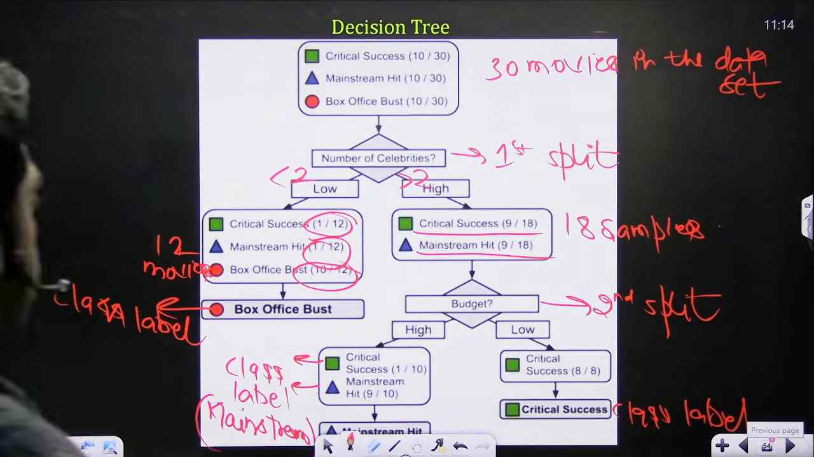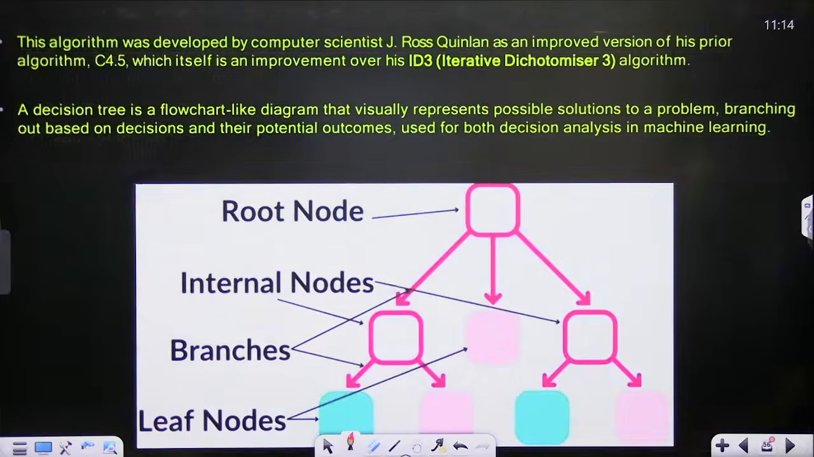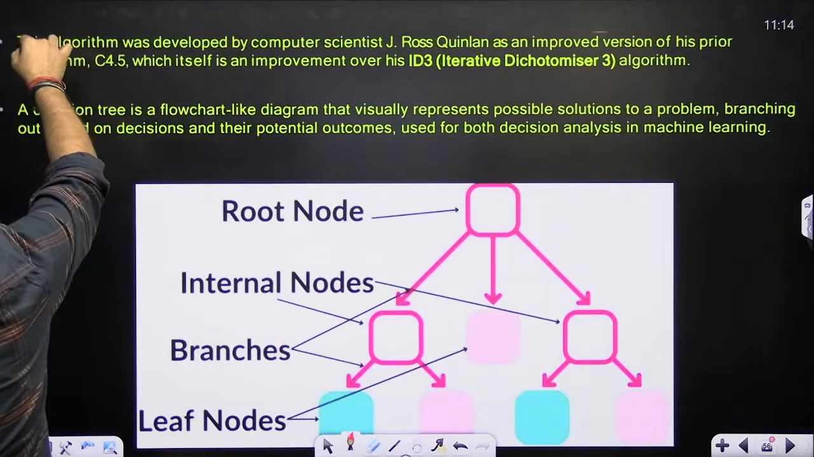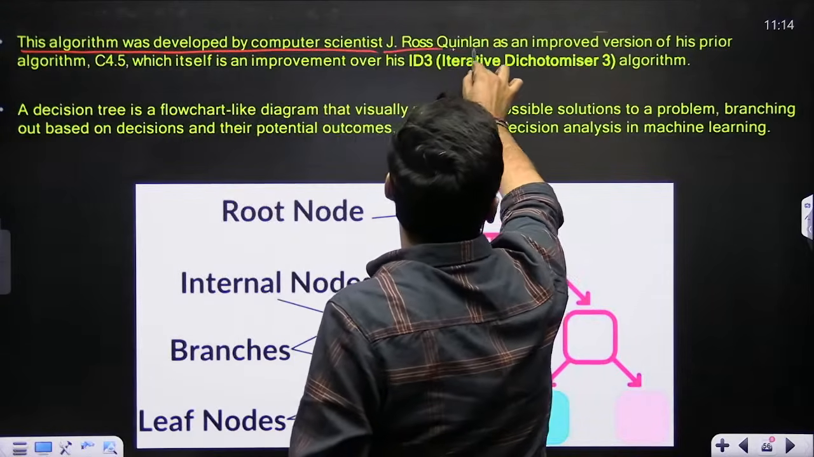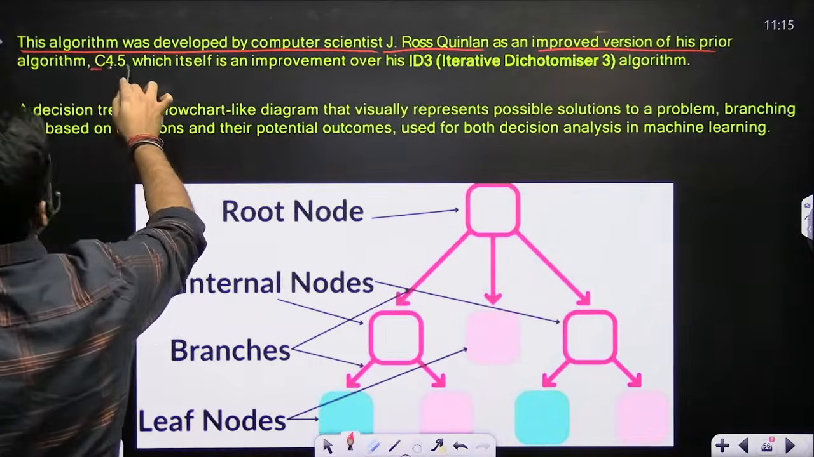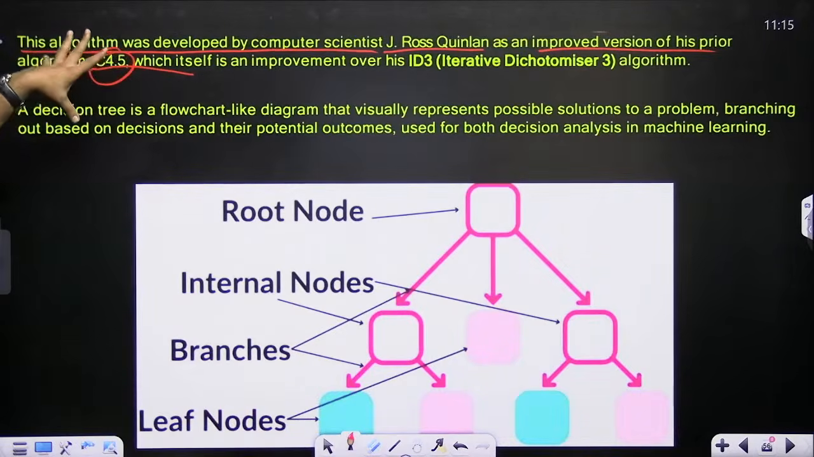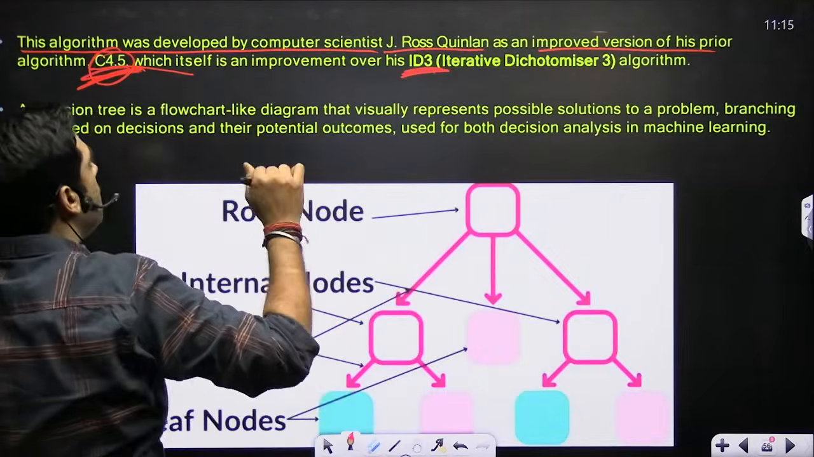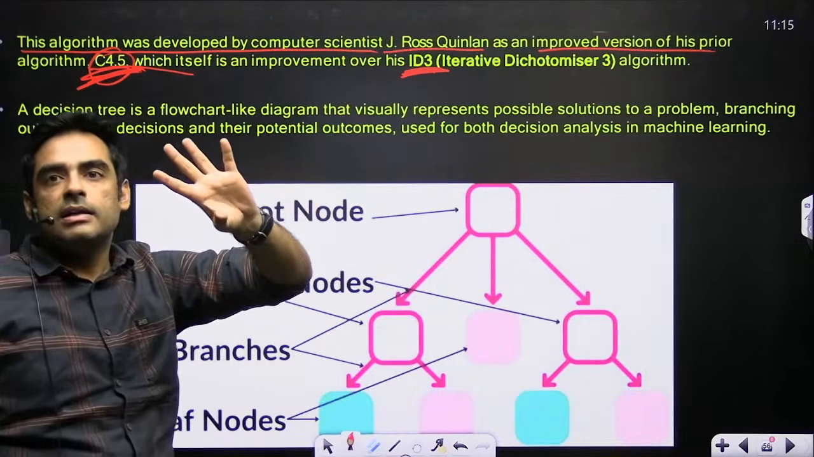Okay, let's go. After this, firstly let us understand a brief introduction of this algorithm. It was developed by Quinlan as an improved version of his prior algorithm, and that is C4.5. If the algorithm comes as C4.5 or ID3, that means the same thing.